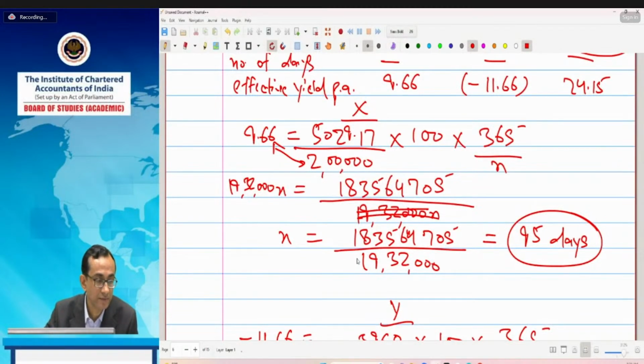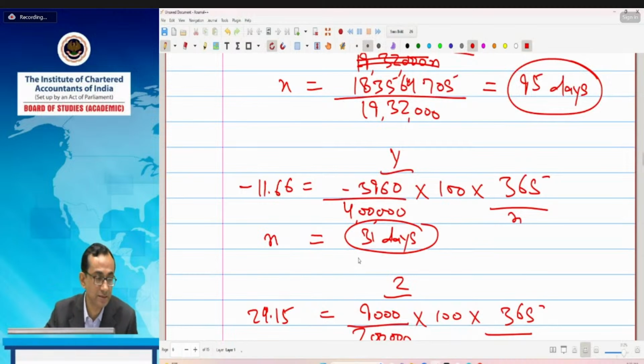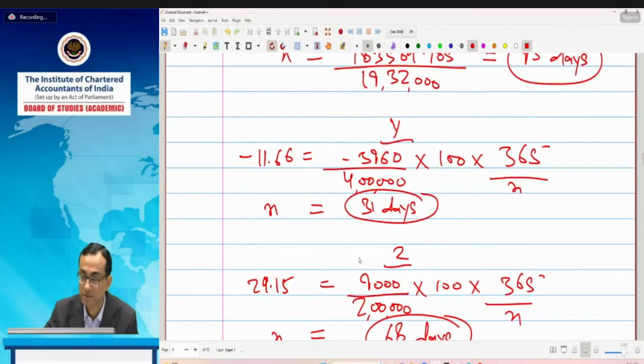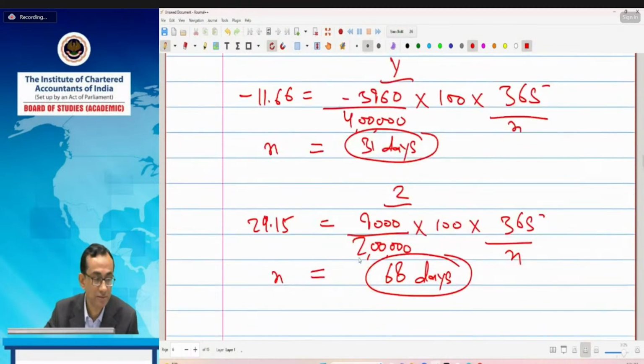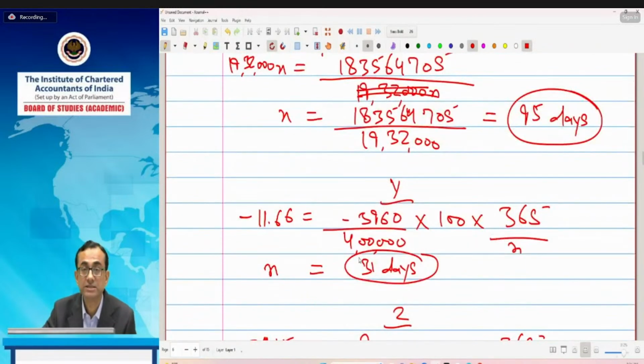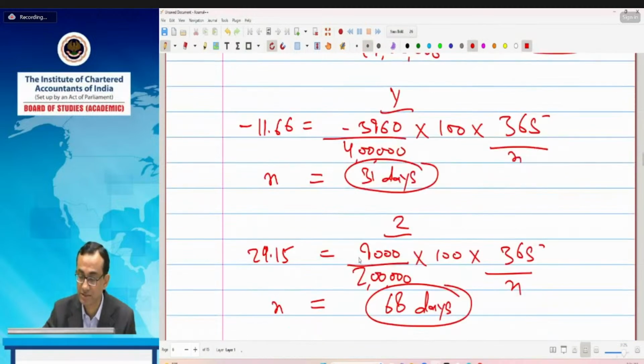Number of days 95, 31, 68 days. Yes, very good, Satish. Your answer is correct. No, you take the entire figure, okay, Mansha. So please tally it. 95 days in case of X, 31 days in case of Y, and 68 days in case of Z. Okay, 95 days in case of X, 31 days in case of Y, and 68 days in case of Z. So most of you are getting the correct answer. Yes, good.